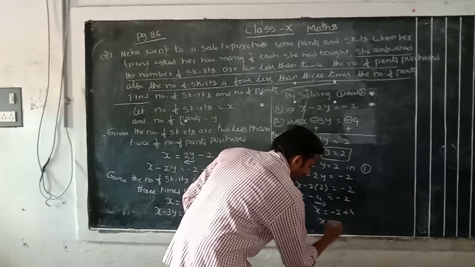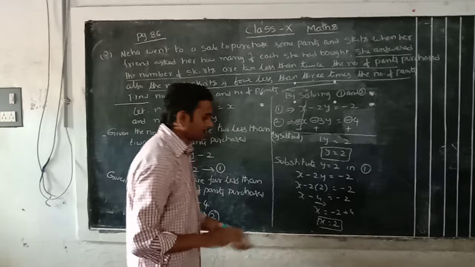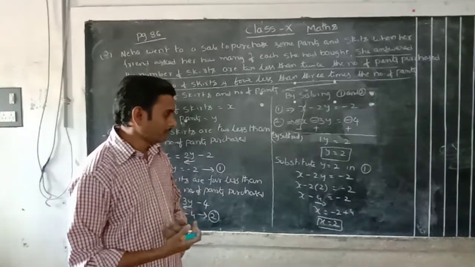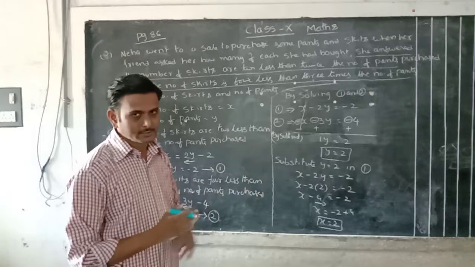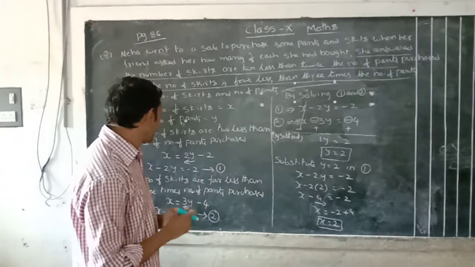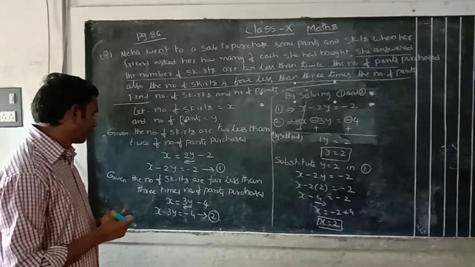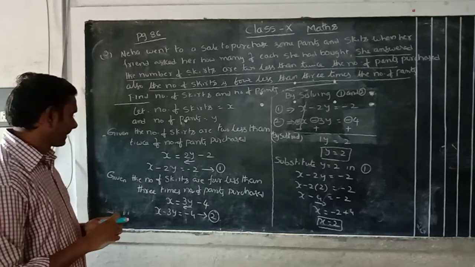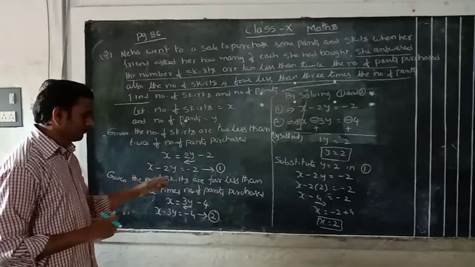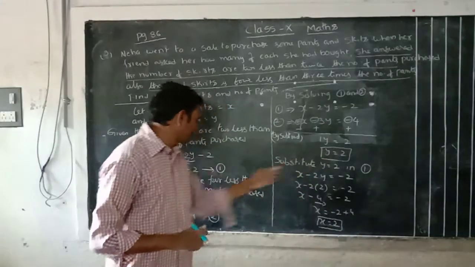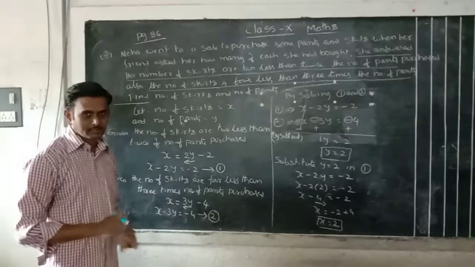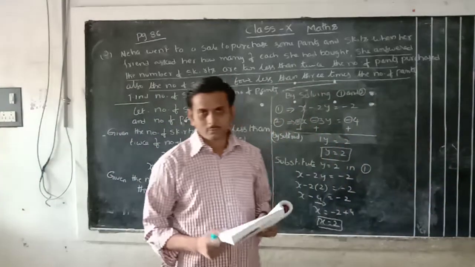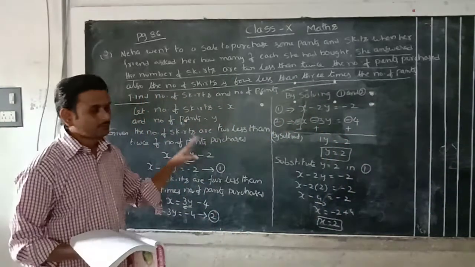X equal to, okay, that means how many? 2. So x equal to 2, y equal to 2. If you replace these two values, x equal to 2, y equal to 2, this will follow the condition. This is the answer. Okay, this one you have to do on your own. Once again, you have to do this without seeing.